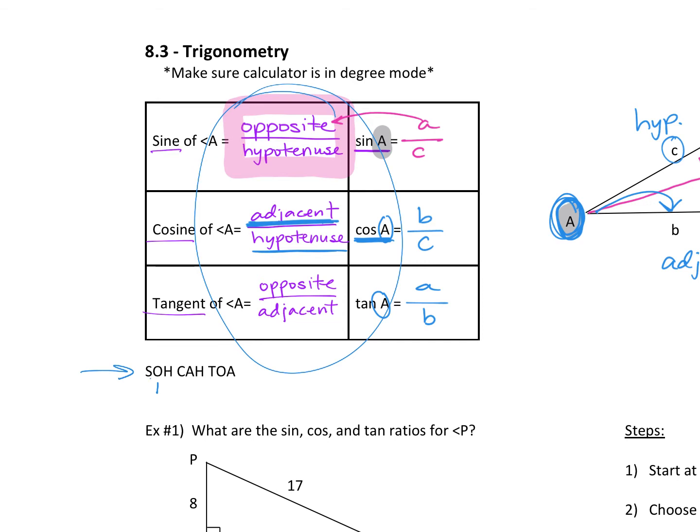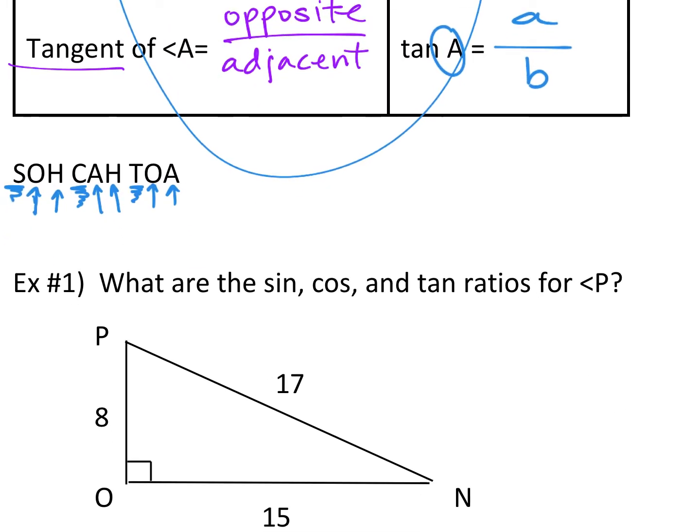So this is sine is opposite over hypotenuse. Cosine is adjacent over hypotenuse. Tangent is opposite over adjacent. Now, I like it better. A couple years ago, one of my students showed me how she writes SOHCAHTOA, and it's so cute. So I'm going to do it like that for you, and hopefully you like it too.